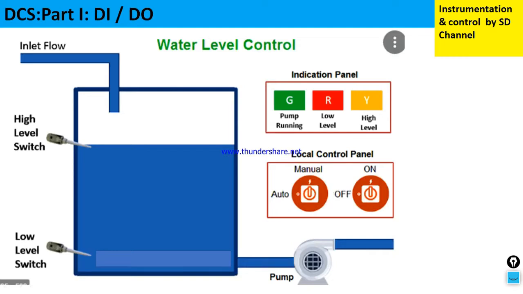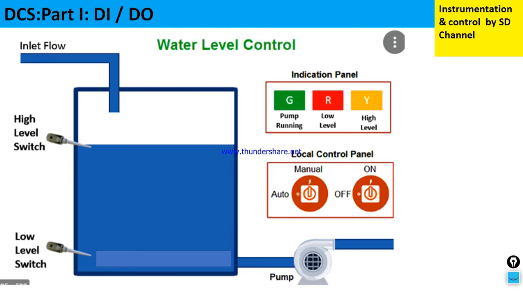Now a DCS or controller can take many types of input, like analog input and digital input, DI. It can give digital output, DO, to the system, and analog output. So the DCS can take analog input and digital input, and it can give digital output and analog output.